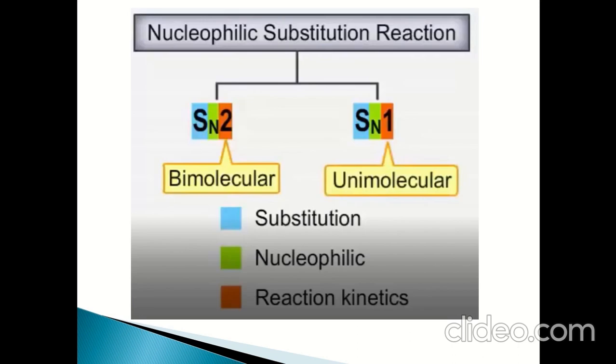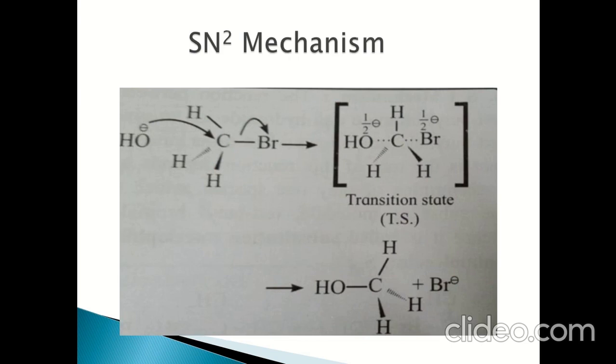Nucleophilic substitution reaction. S stands for substitution, N stands for nucleophilic, and the order of the reaction, if it is 1, it is called unimolecular, and if it is 2, it is called bimolecular. Now this is the SN2 mechanism.